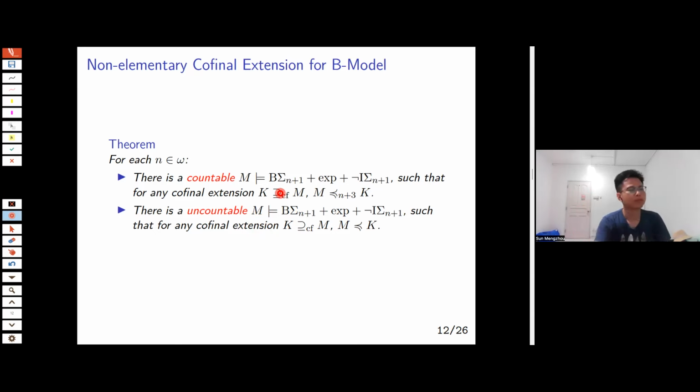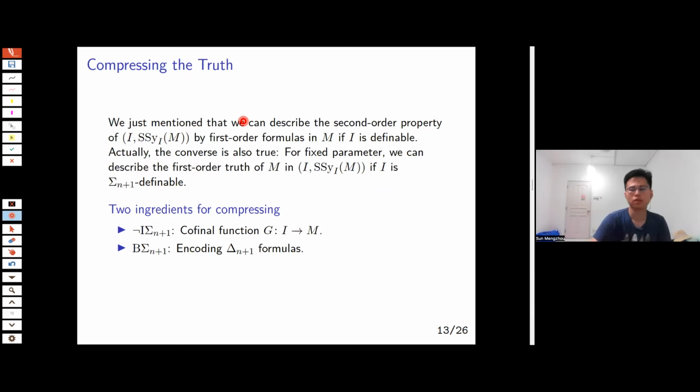So let's see how to prove this. To prove this, we need to go into the third part, which is truth compressing. We just mentioned that we can describe the second order property of this second order structure by a first order formula if I is definable. Actually, omega is not important here. We can replace omega by any definable cut. And what is surprising is that the converse is also true. If we fix a parameter, then we can describe the first order truth of M inside this second order structure if this I is sigma n plus 1 definable. This is an informal statement.